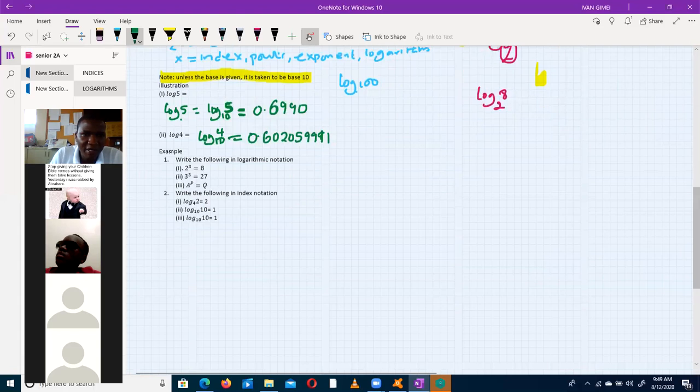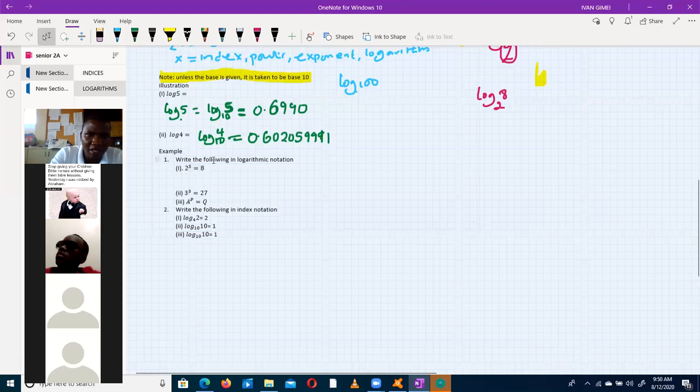Now let's have this example here. Write the following in logarithmic notation. Students ask if they should write it down. No, I'll send you the work and you write later. Being online and you're writing, that will take us some time. Just listen and I'll explain for you.